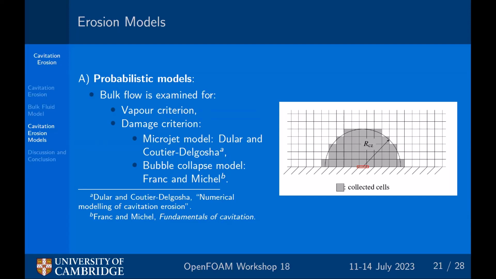The first one is a vapor criterion. Basically, you look if there are bubbles in this hemisphere, and usually the criterion is above 0.5%, 0.1% or something like that. And the next is a damage criterion. You look at the conditions in the hemisphere, and if a collapse happens, whether that collapse could damage the surface. Of the damage criteria, two are most popular. The first one is the microjet model by Dular and Gutierrez-Dalgosha, again focusing on the initial microjet and the damage of it. And the second one is a bubble collapse model, which is based on the pressures for a symmetric bubble collapse.